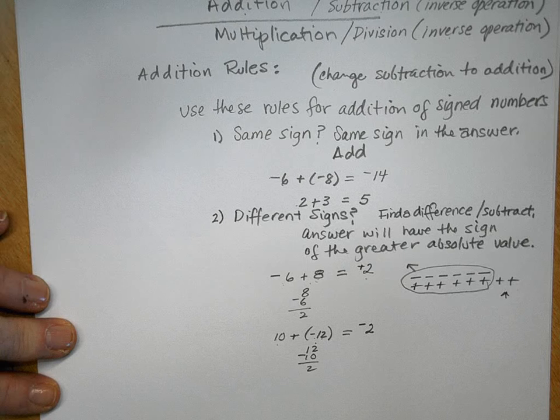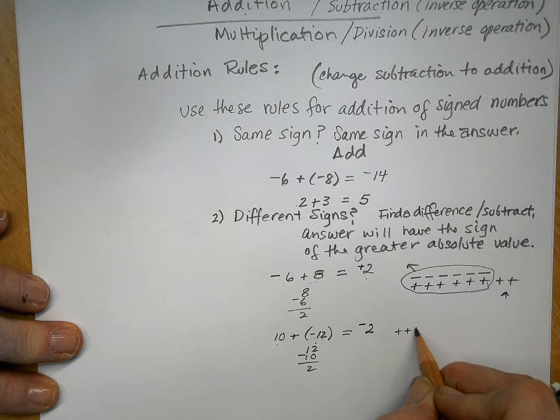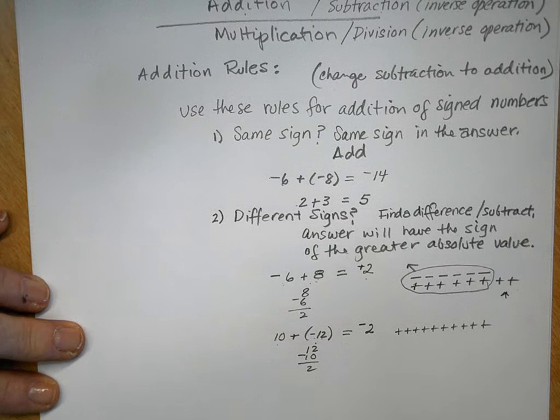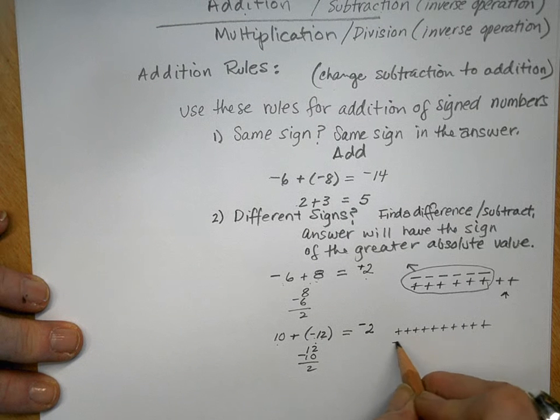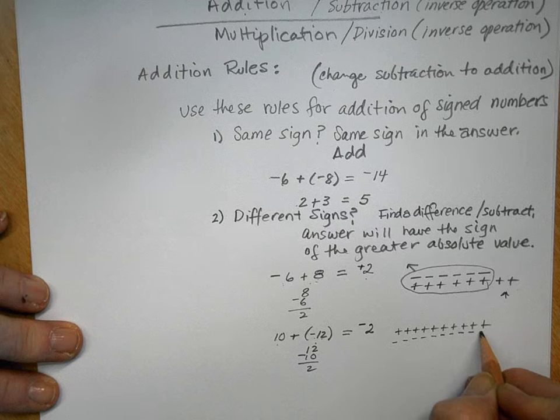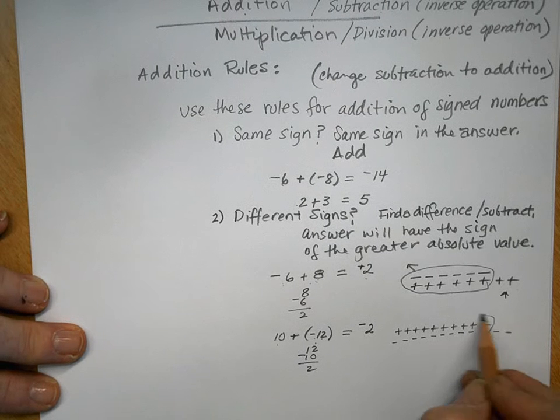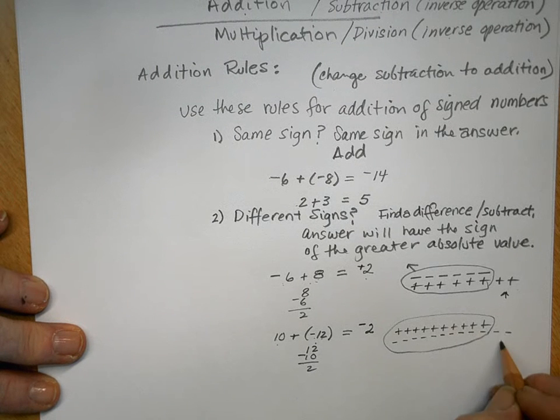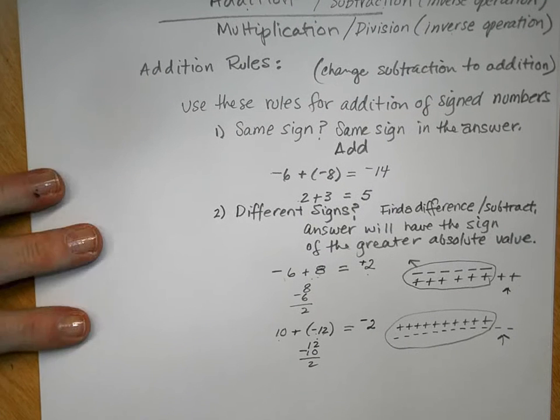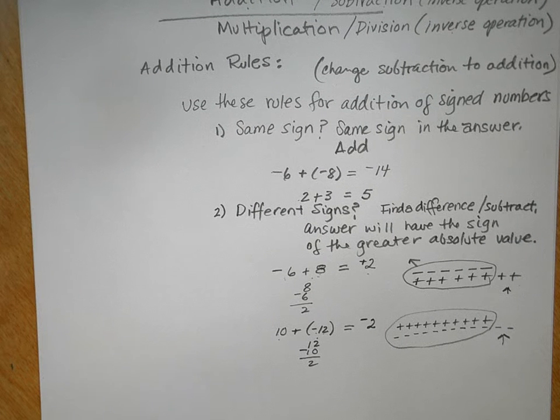If I were to model that, it would look like this. 1, 2, 3, 4, 5, 6, 7, 8, 9, positive 10, and negative 12. 1, 2, 3, 4, 5, 6, 7, 8, 9, 10, 11, 12. I have 10 zero pairs, leaving me negative 2. Those are the addition rules.